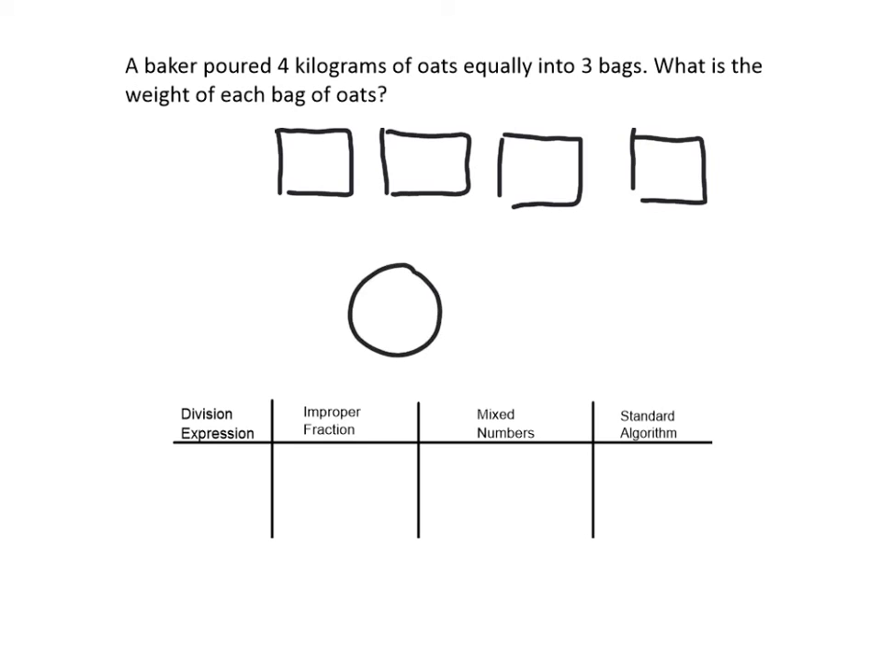into 3 bags. What I'd like you to do is show your drawing, show your division expression, your improper fraction, your mixed number, and your standard algorithm, and we will go over this tomorrow. So your question is 4 divided by 3, or 4 kilograms of oats split into 3 bags. So show me your work with that.